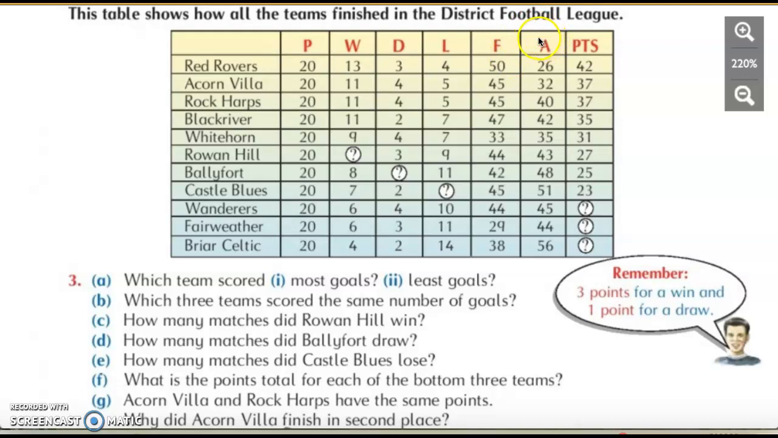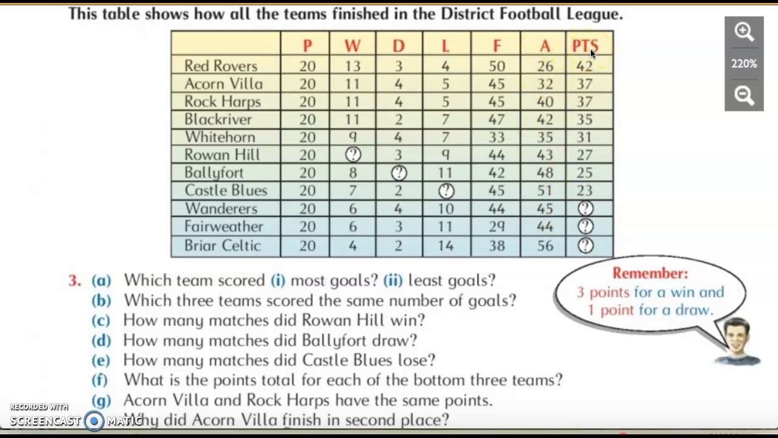A is for against, the amount of goals that was scored against each team, or the amount of goals each team conceded or let into their net. For example, Acorn Villa had 32 goals scored against them, so they conceded 32 goals. Let's go down to Castle Blues. They had 51 under A, so the other team scored 51 goals against Castle Blues. So A is for against.